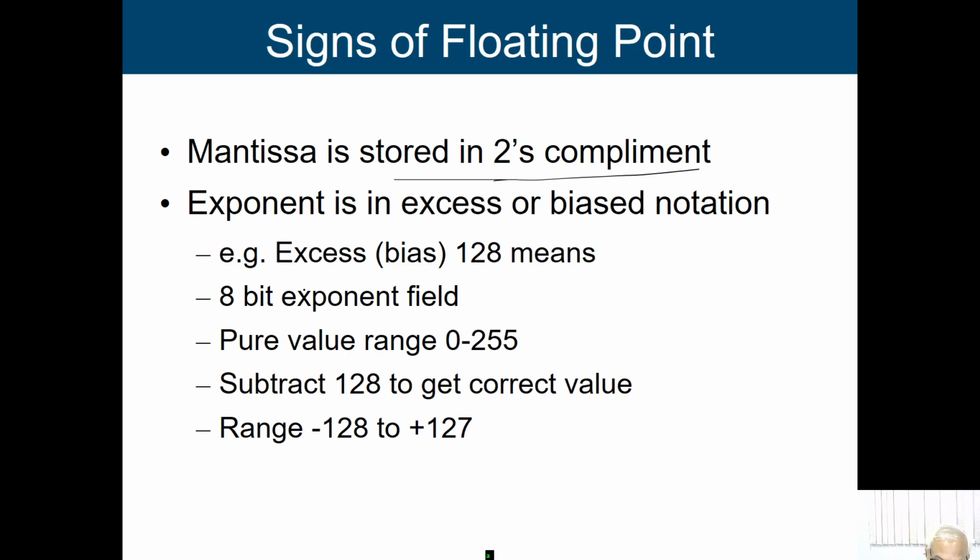So it is excess or bias, maybe 128 or maybe some other numbers also. It is an 8-bit exponent field. Its value ranges from 0 to 255. But in case of bias 128, we generally subtract 128 from this particular 255. So the range is going to get from minus 128 to 127.